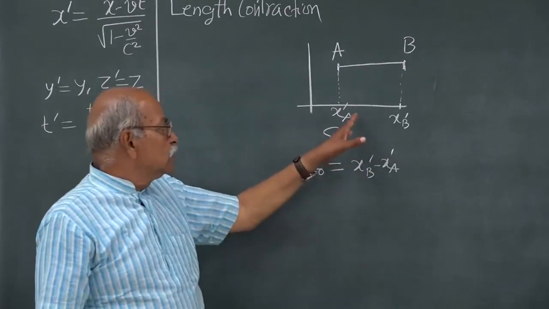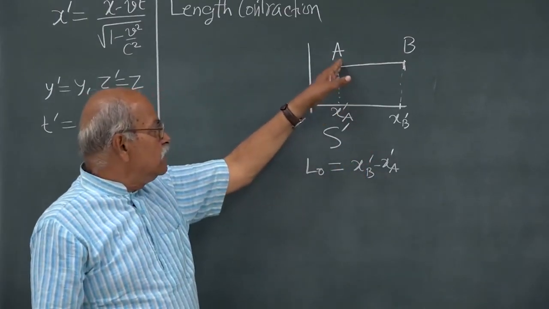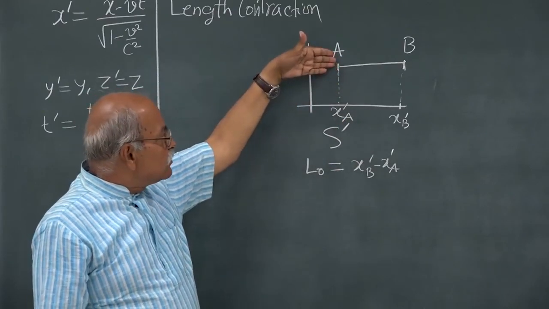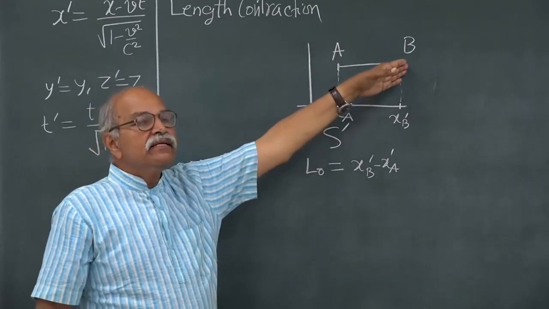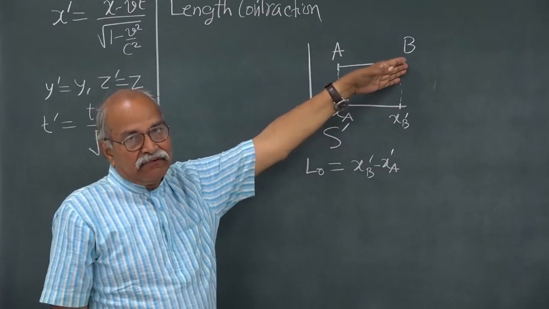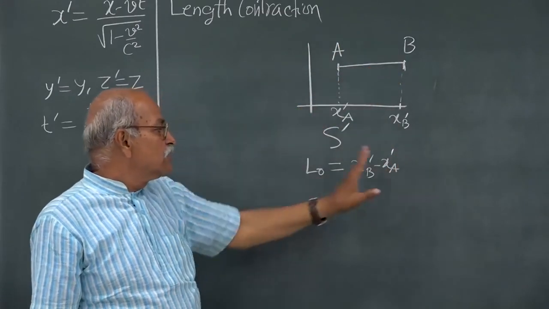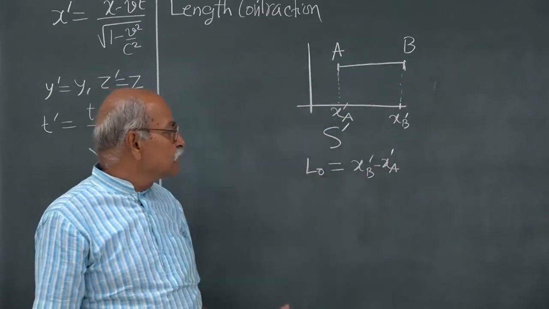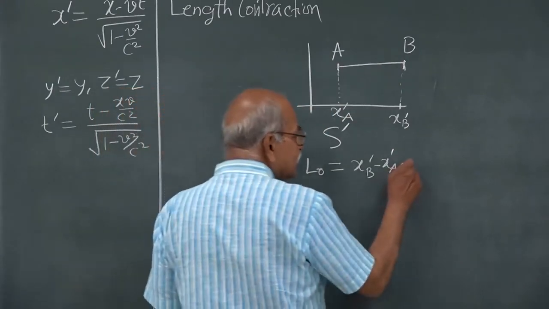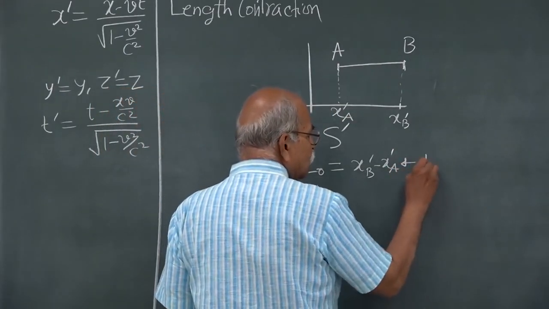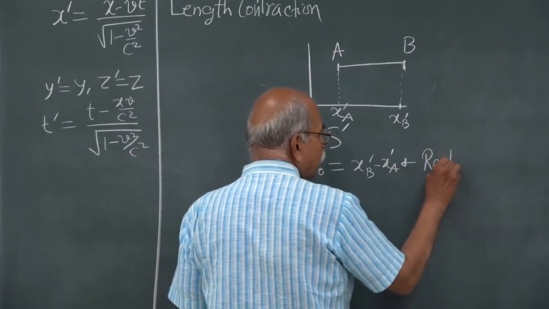And there is no restriction. You can measure this end at any time, and you can measure this end at any other time or the same time. There is no restriction on that. This will be the length of this rod. Now, this is called rest length.